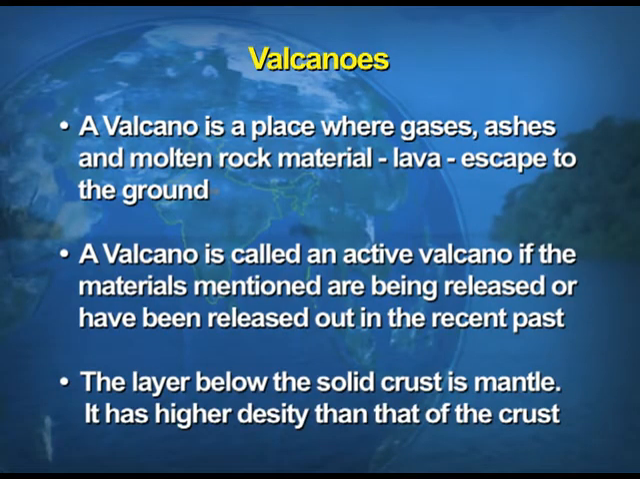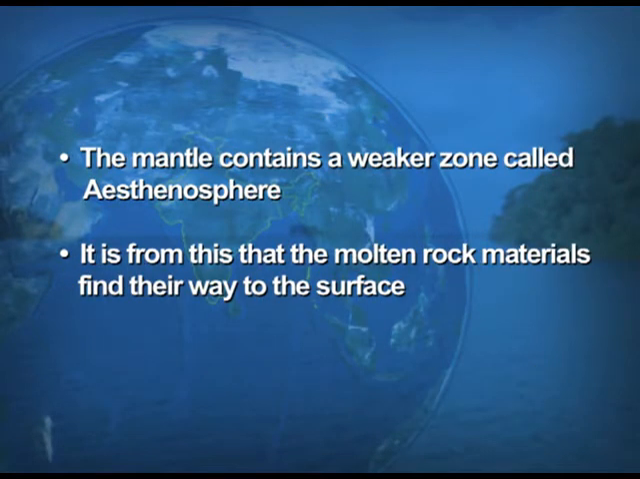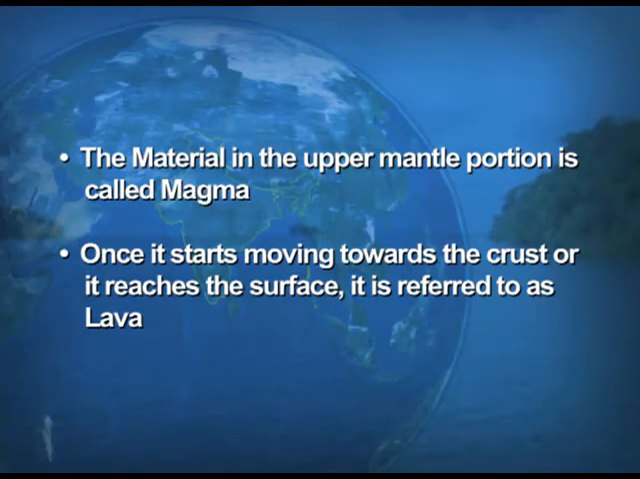Another indirect source of information is volcanic eruptions, which take place from the interior of the Earth. Now, as we know, a volcano is a place where gas, ashes and molten rock material erupt from the Earth's interior. This mantle contains a weak zone called the asthenosphere, and from there we have the eruption of this volcanic matter, the magmatic material which comes out. When it reaches the surface of the Earth, it's called lava.